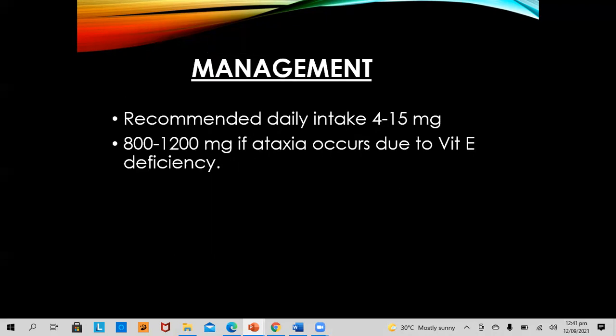Management. Recommended daily intake is 4 to 15 milligram, 800 to 1200 milligram if ataxia occurs due to vitamin E deficiency. Usually the vitamin E containing capsules available in market contain vitamin E in a dose of 400 milligram. So if we are treating deficiency, we have to give it twice a day.